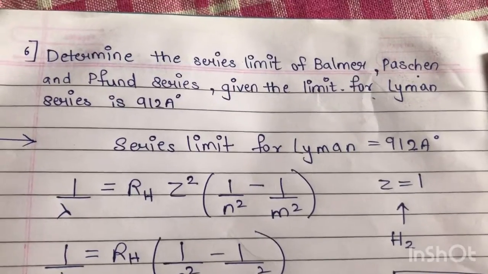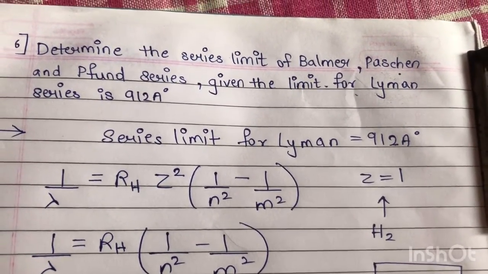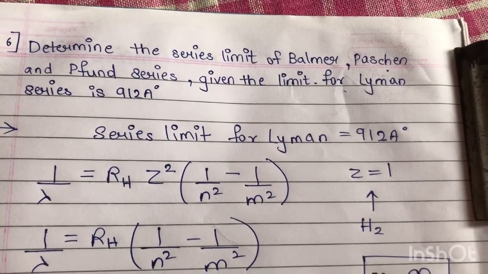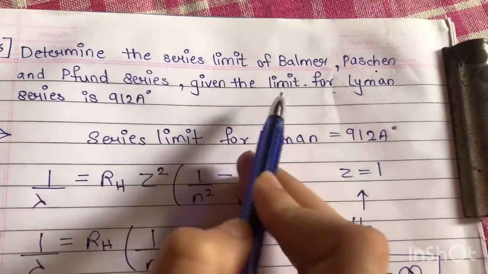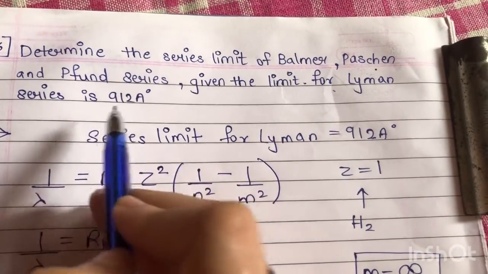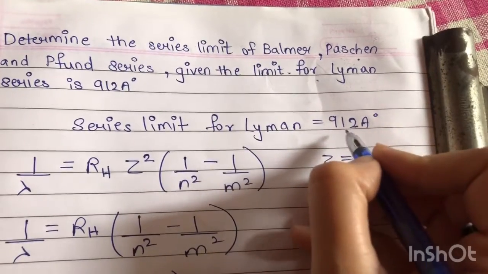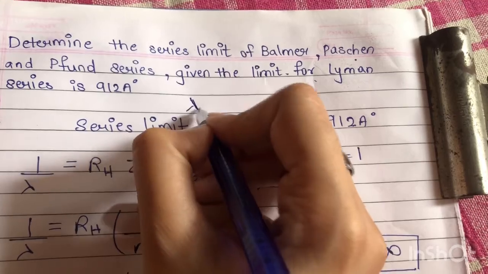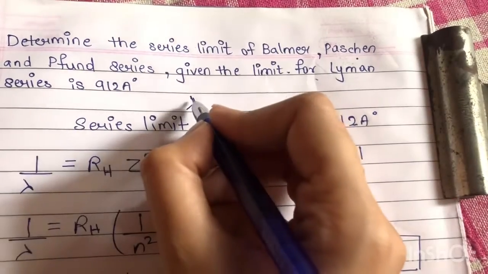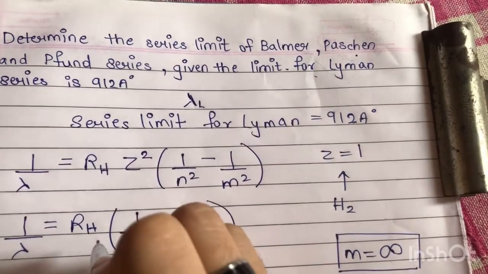Okay, starting with numerical number 6 of structure of atoms and nuclei. This is an unsolved numerical, meaning from your exercise. Determine the series limit of Balmer, Paschen and Pfund series given the limit for Lyman series is 912 angstrom. So here the series limit for Lyman is given to you, that is 912 angstrom, that is nothing but the value of lambda. Now as it is for Lyman, I will write it as lambda L.